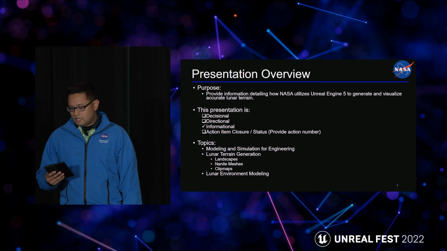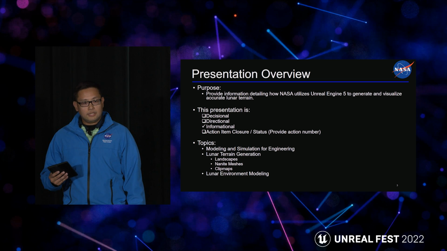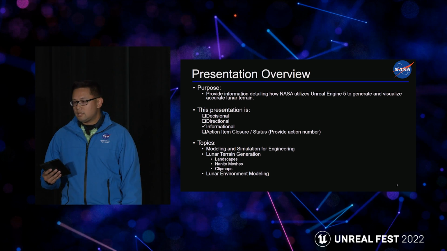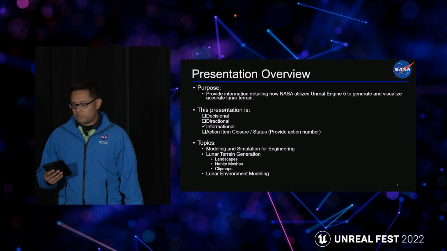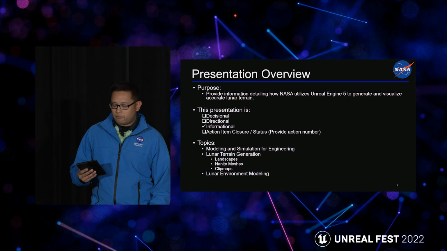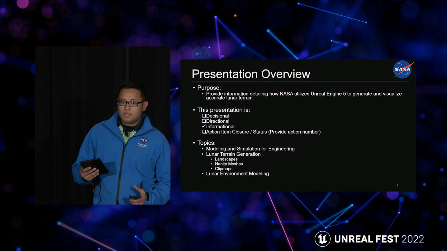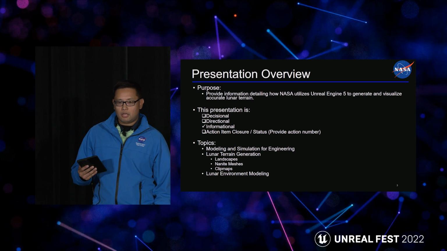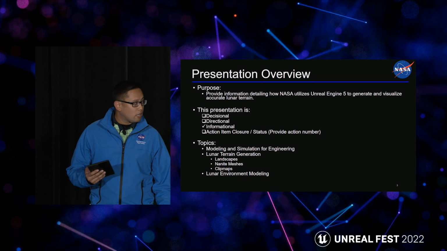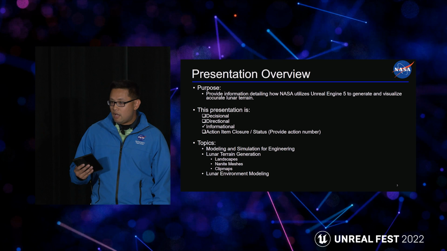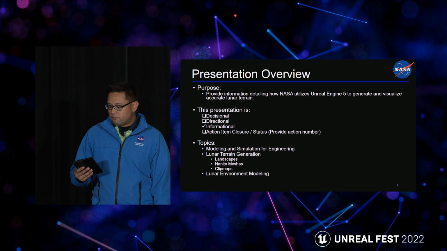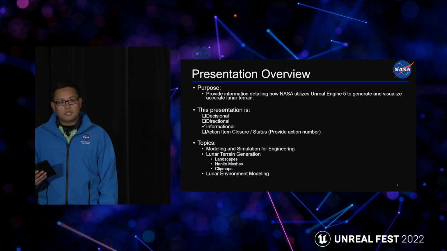So with this presentation, we will be providing information that details how we are utilizing Unreal Engine 5 to generate and visualize accurate lunar terrain. I will provide some background as to what and why we build simulations and models for engineering, and Jack will go into detail on how we generate the lunar terrain and the trades we had to perform, and then we'll conclude with some information on how we model the various other aspects of the lunar environment.